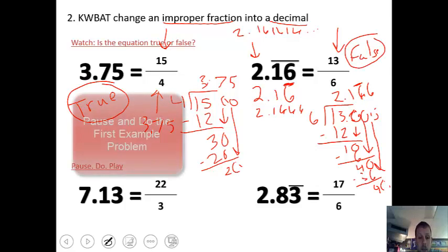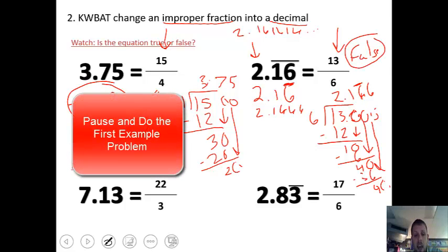Alright, we're going to stop. And why don't you go ahead and do the first example problem.